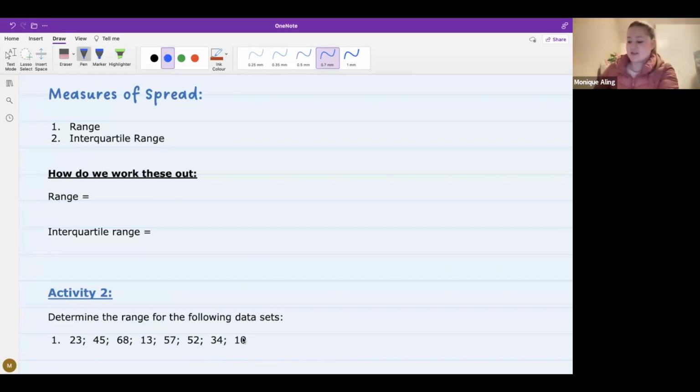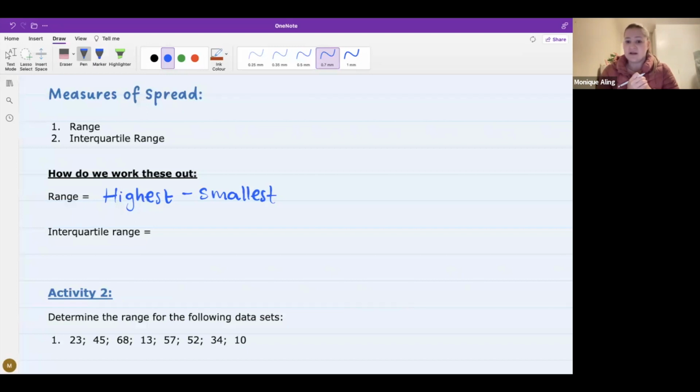Awesome. Big minus small, our highest number minus the lowest number, our biggest number minus the smallest number, however you want to say it. Highest minus lowest, biggest minus smallest. Awesome. Or the maximum number minus the minimum number. And interquartile range, a lot of you mentioned that in the beginning, so I'm hoping we all remember how to work it out.